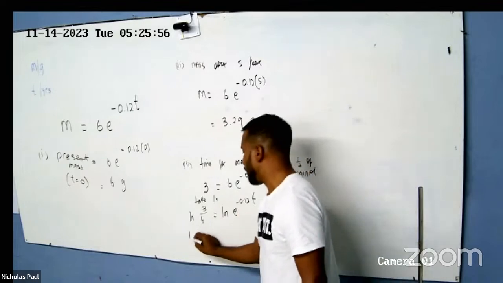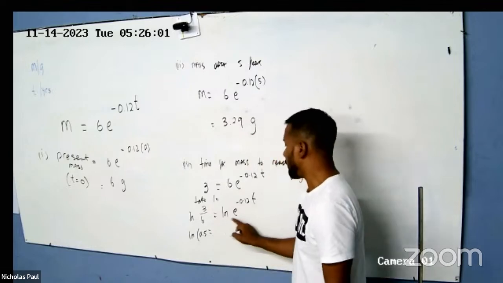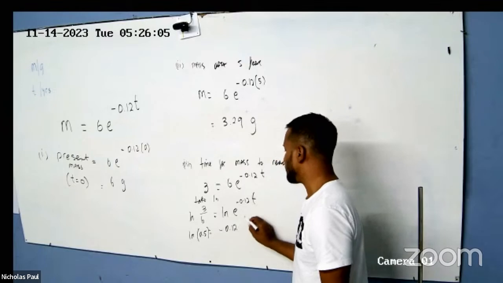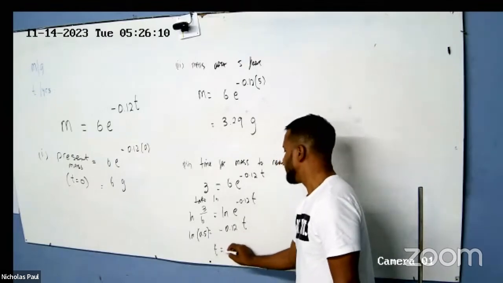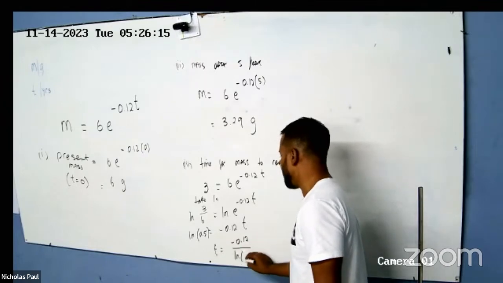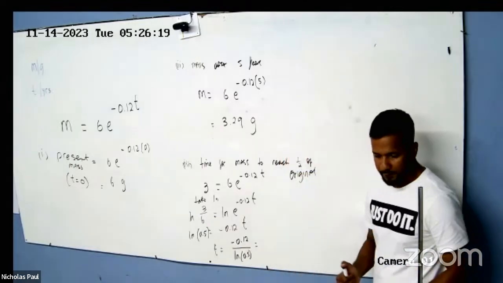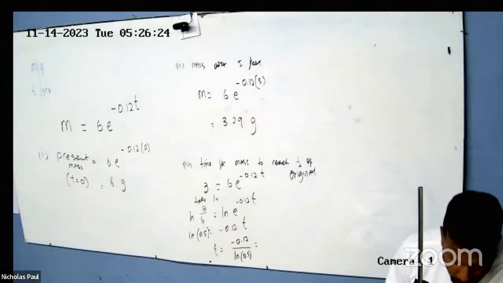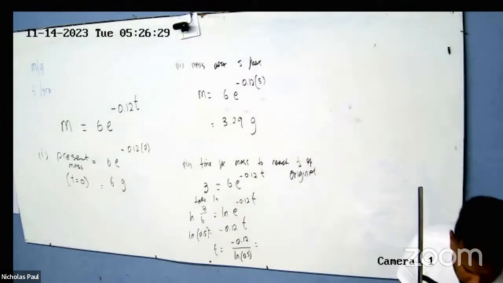So you'll end up with ln of 0.5, whatever that is. ln e will kind of cancel, you could say. So you will get minus 0.12t. And then make t the subject. t is equal to ln 0.5 over minus 0.12. That is all.